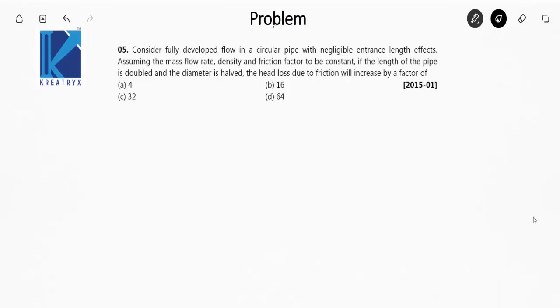The next question is: consider fully developed flow in a circular pipe with negligible entrance length effects, assuming the mass flow rate, density and friction factor to be constant. The keywords: mass flow rate is constant, density rho is constant, and friction factor is constant. This is given. If the length of the pipe is doubled and the diameter is halved, L becomes 2L and diameter is halved, the head loss due to friction will increase by a factor of.